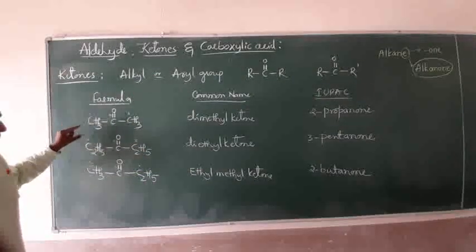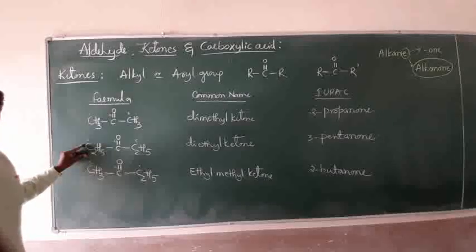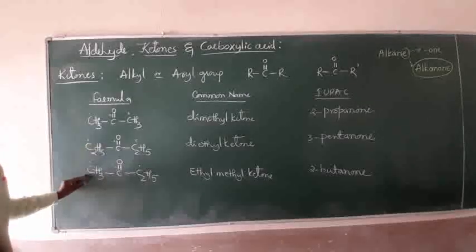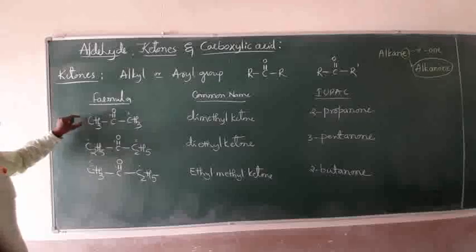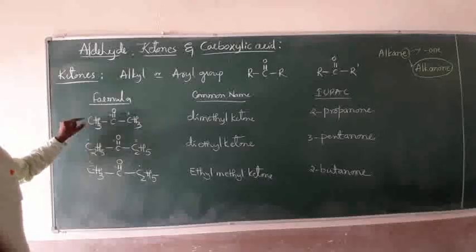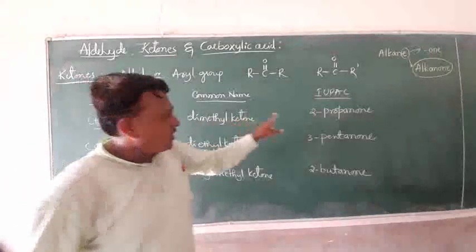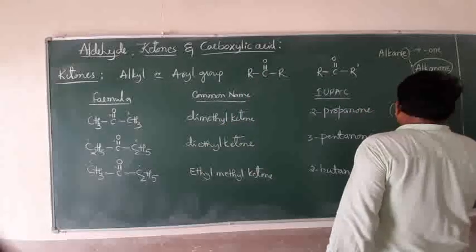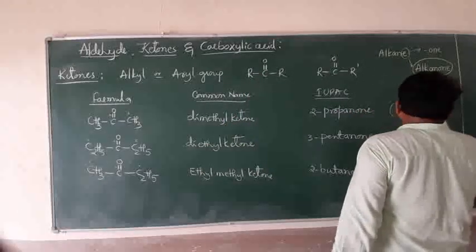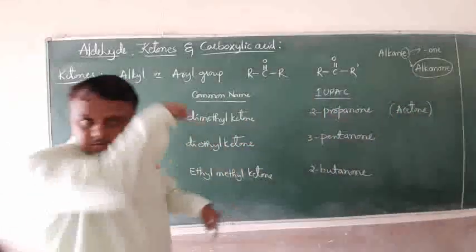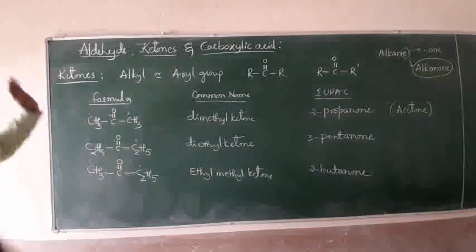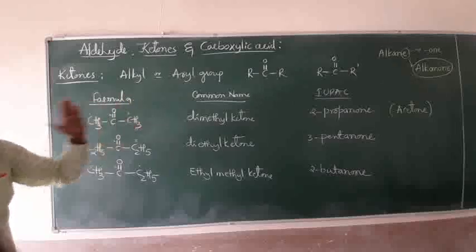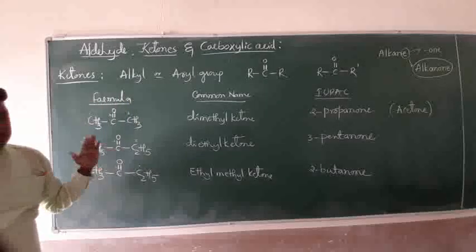So 2-propanone, this is your 3-pentanone, and this one is 2-butanone. Keep this in your mind, it's very important. Dimethyl ketone, or 2-propanone, is commercially called acetone. Keep in mind the name of this compound is acetone in your nomenclature part. This is the simple story of today's part.